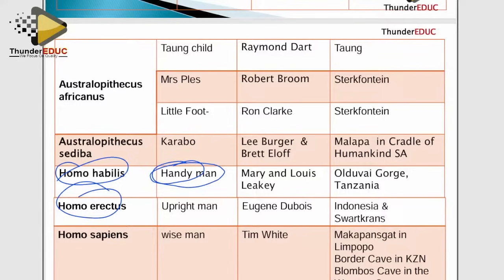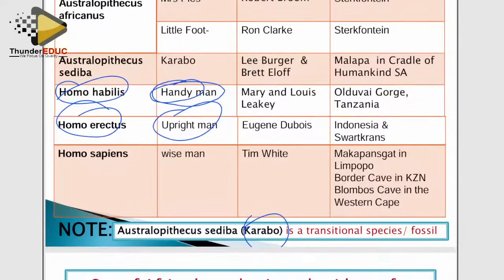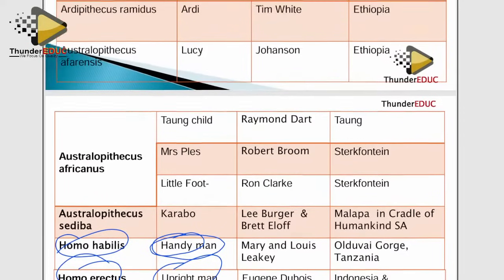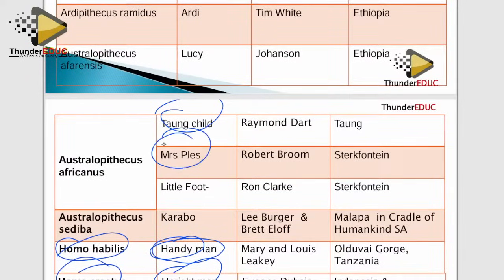And don't have that in mind. Name 3 Sauropithecus africana species you know. Taung Child, Mrs. Ples, Littlefoot. That's it. Don't go to the paper without knowing at least the Sauropithecus africana species.